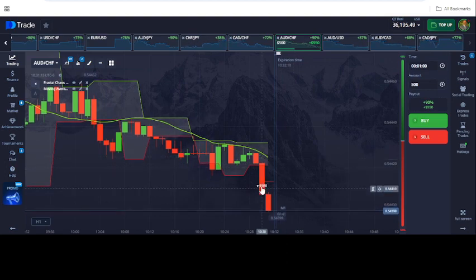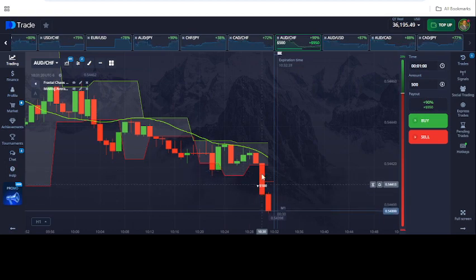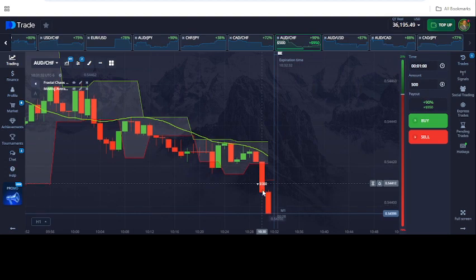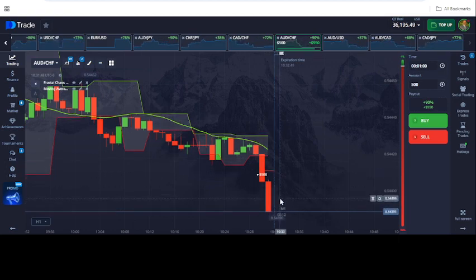But secondly here, I waited for this candle to close below this lower boundary of the fractal chaos band here, which represents a dynamic level of support. So once this candle, I took the trade right before the candle closed right here. But I was anticipating the candle was going to close below this dynamic level of support. And so this suggests a bearish breakout to the downside. And this is exactly what's occurring here.